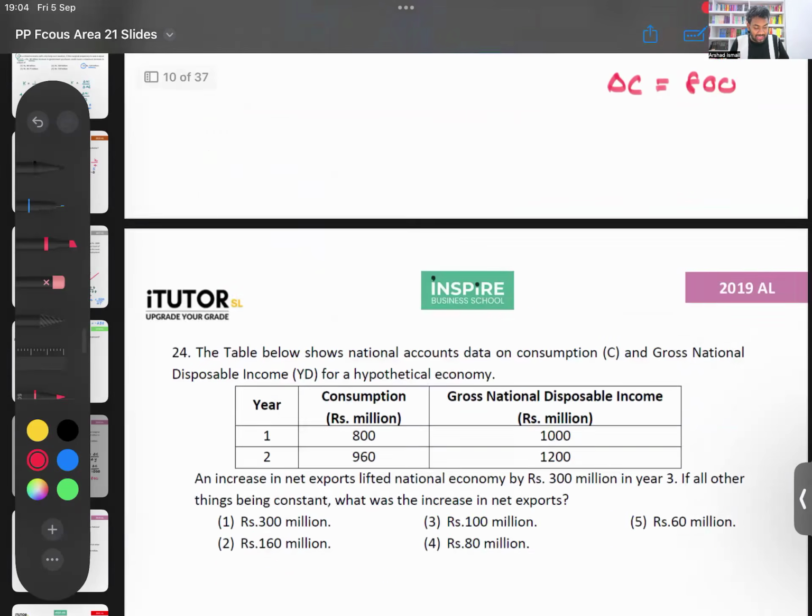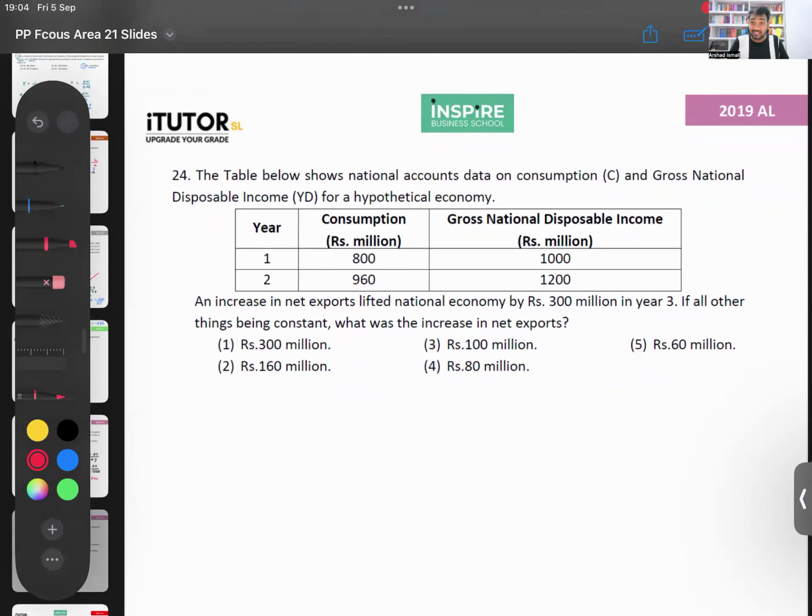Then 2019, question number 24. Now this was an interesting question. Question number 24, listen carefully. The question is saying, the table below shows the national accounts data on consumption and gross national disposable income for a hypothetical economy, year 1 and year 2. They are saying an increase in net exports lifted the national income by 300 million in year 3. If all other things are constant, what was the increase in net exports?